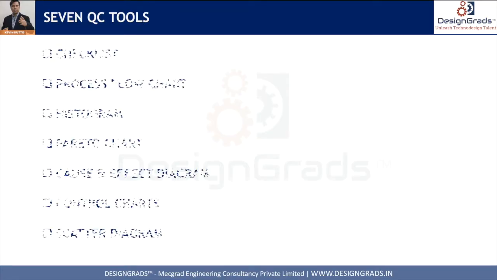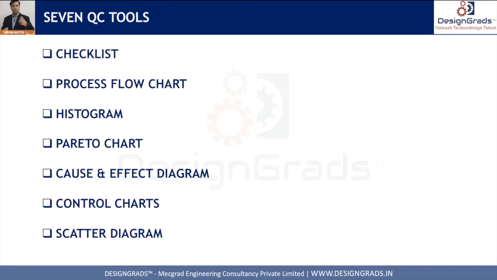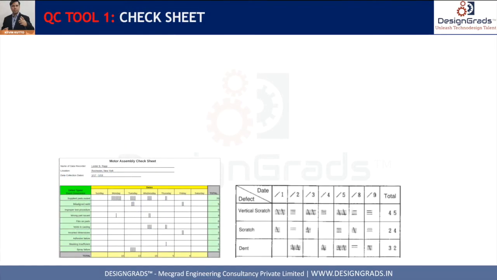The 7 QC tools are checklists, process flow chart, or process flow diagram, both are the same, histograms, Pareto charts, cause and effect diagram, control charts, and scatter diagram. So let's study them one by one. The first QC tool is check sheet.